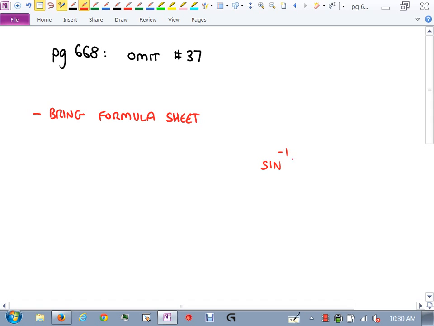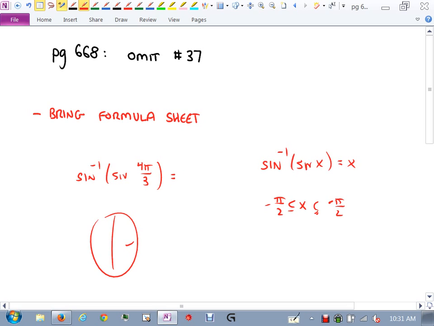You could do sine inverse of sine x is equal to x as long as x is between pi over 2 and negative pi over 2, right? That's all good, because that's a formula, a definition of something. What you couldn't do is write sine inverse of sine of 4 pi over 3 equals, and then the correct answer, and then show it all worked out how you did it.